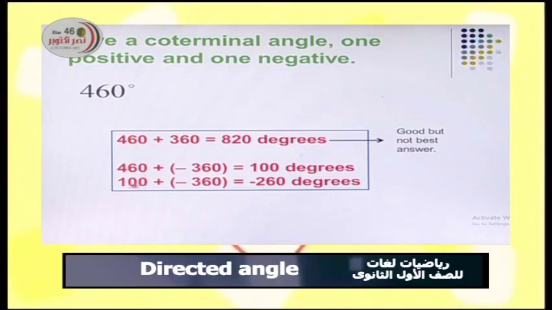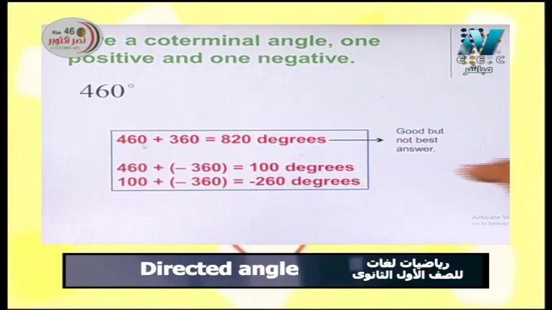Look here, we have 100. If we add it to negative 360, the answer will be negative 260 degrees. So the smallest negative angle, which is equivalent to 100 or 460, equals negative 260 degrees.